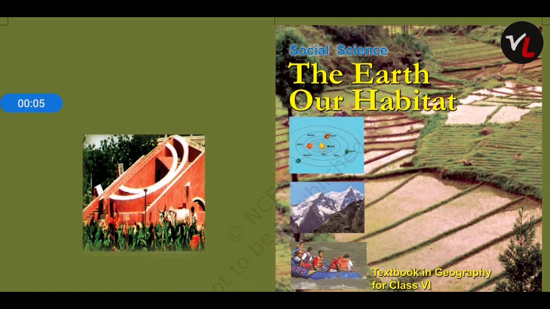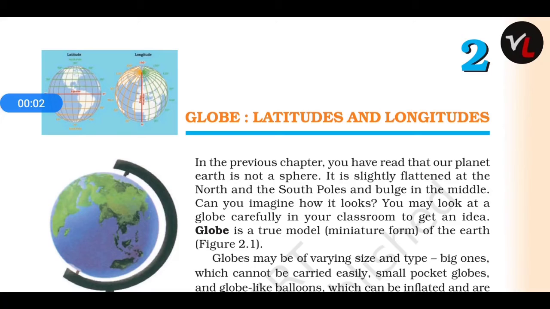Today we will discuss the second chapter of the Geography textbook for class 6th. The second chapter is Globe, Latitudes and Longitudes. In this chapter we will check out what is a globe, what is the equator, what are longitudes, what are latitudes, etc. These are the basic terminologies in geography.